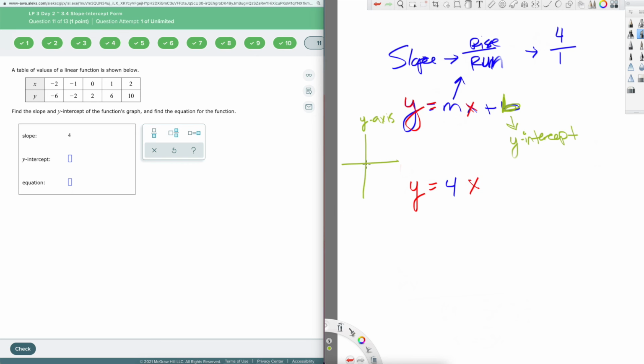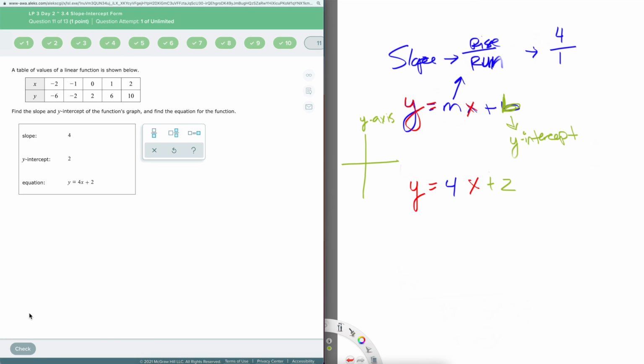So I want to look at my table and find where x is 0. That is my y-intercept, because it has to be on the y-axis. If x is 0, then it's right there on top of the y-axis where I want it to be. So my y-intercept is 2, so it's going to be +2. I wrote the equation as we filled this in. All I have to do now is write it in here: y equals 4x plus 2. And we are golden.